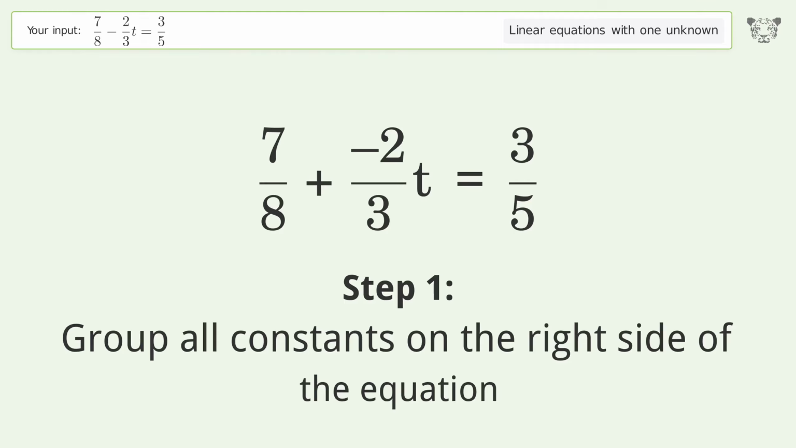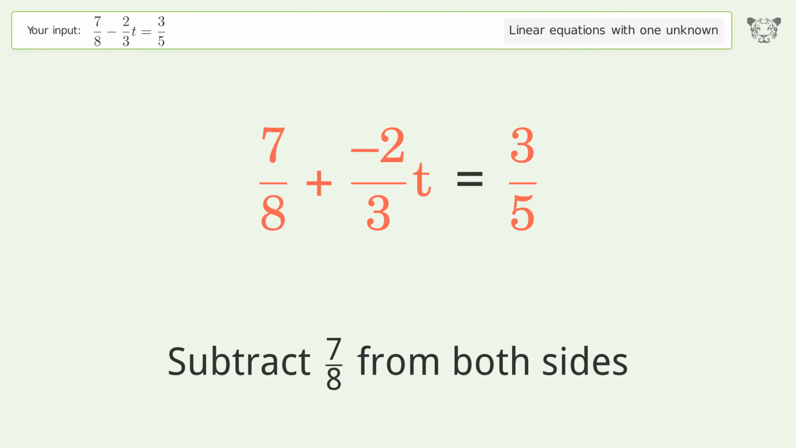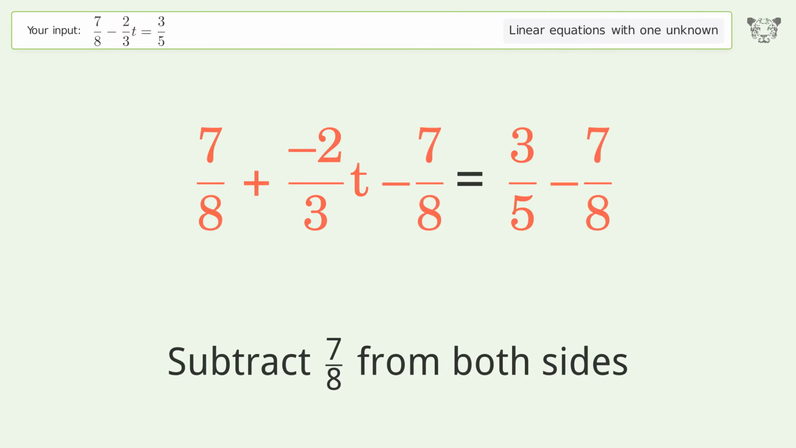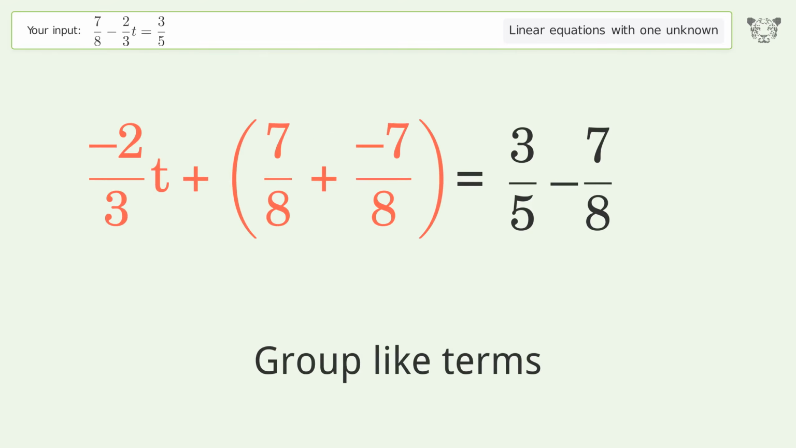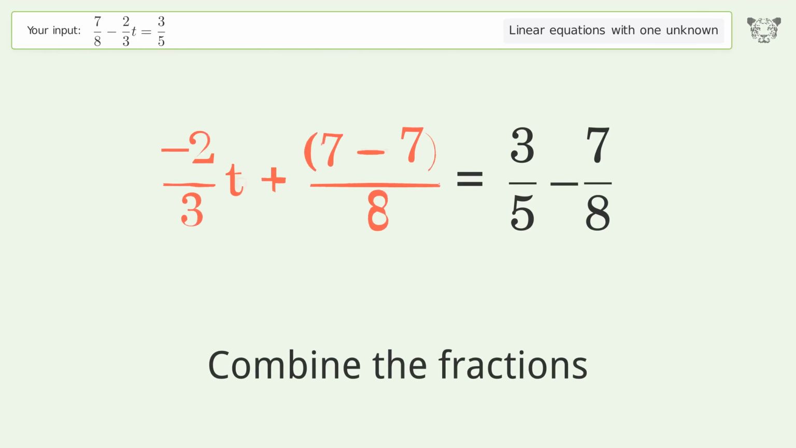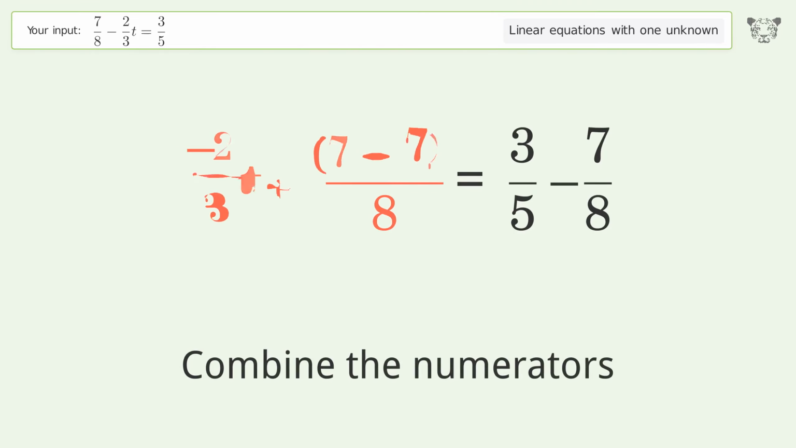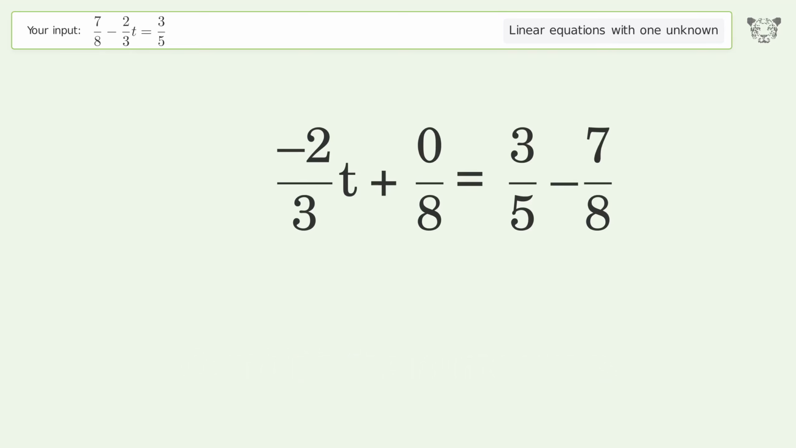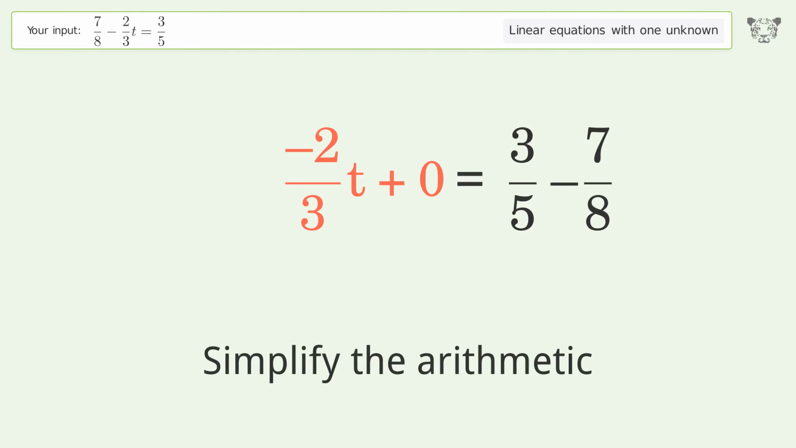Group all constants on the right side of the equation. Subtract 7 over 8 from both sides. Group like terms. Combine the fractions. Combine the numerators. Reduce the zero numerator. Simplify the arithmetic.